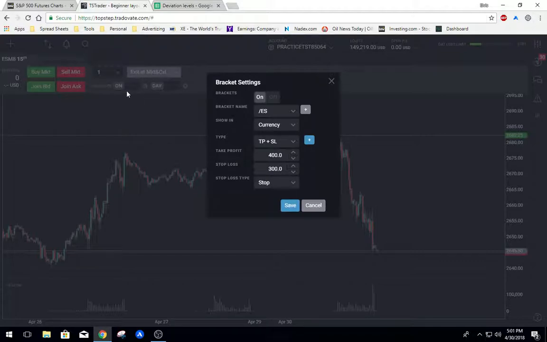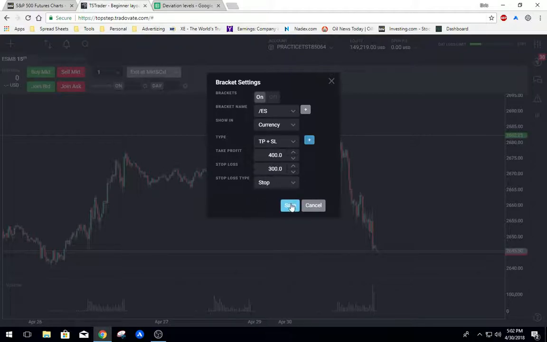So you go to brackets settings, gear icon settings, brackets on, name your bracket name, showing currency, take profit and stop loss. Take profit level should be set at 400, which is 8 points. So we're looking at volatility. If you want, you could use 350 or 300 if you're looking for one-to-one trades. I'll show you why after. Stop loss minus 300, which is 6 points. Stop type is not a trailing stop, it would be stop in this case.